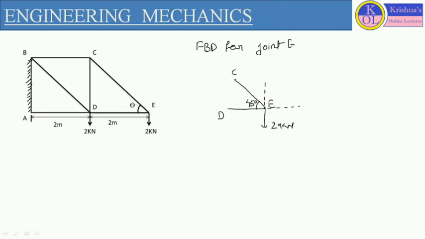So here is the free body diagram for joint E. This joint E is subjected to an external load of 2 kilonewton, and there are two members passing through joint E. The member CE is subjected to force FCE, and member DE is subjected to force FDE. So here we have this free body diagram. Now, we will solve this with the help of resolution of forces and the condition of equilibrium.